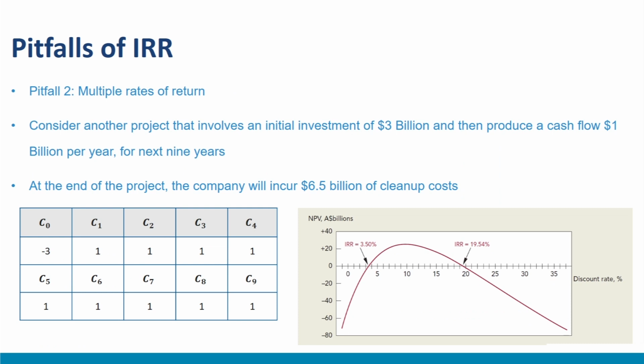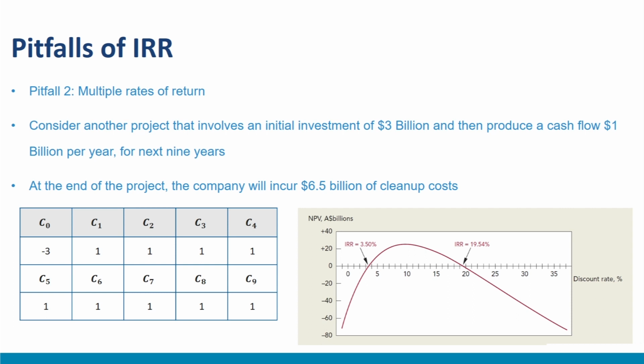Pitfall 2. Multiple rates of return. Consider another project that involves an initial investment of $3 billion and then produces a cash flow of $1 billion per year for the next 9 years. At the end of the project, the company will incur $6.5 billion of cleanup costs. Such cleanup costs at the end of projects are customary in projects like mining, oil and gas exploration, among others. The projected cash flows are shown here.